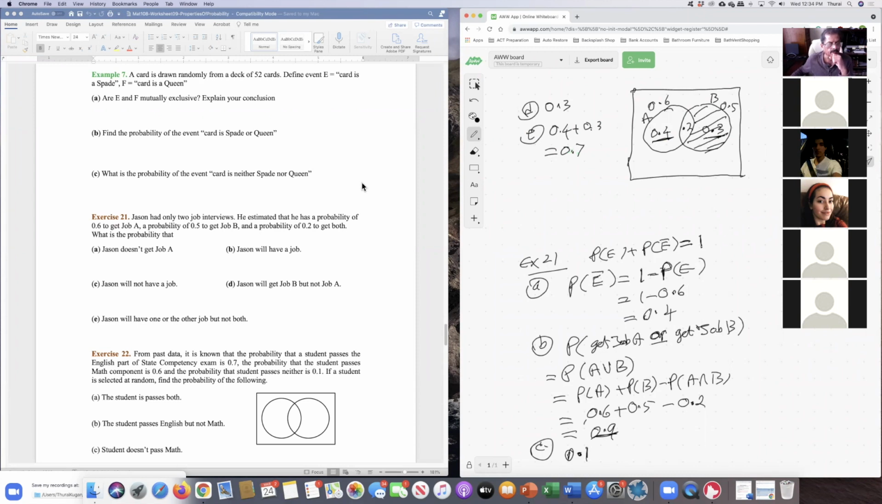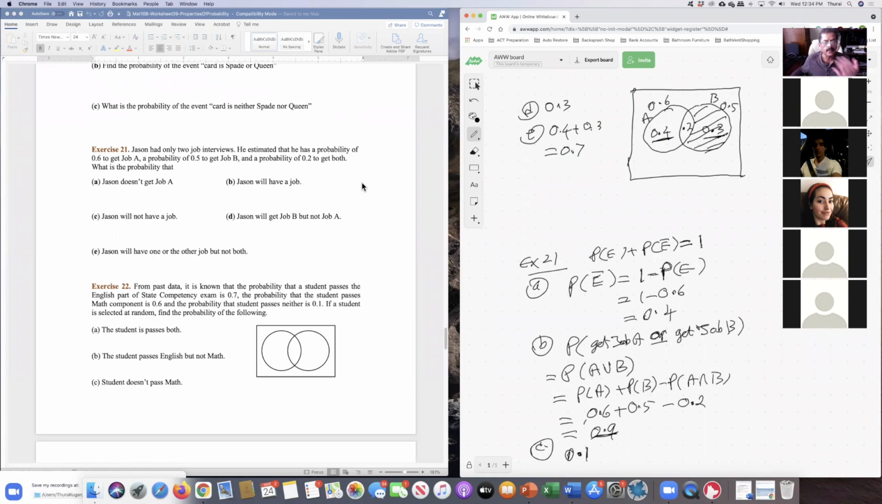Okay, so that answers all of that. Depending on the question, you may have to go to a Venn diagram. As you can see, we answered parts A, B, C without using a Venn diagram, and then for the remaining parts, we went to the Venn diagram. That's very commonly the case.